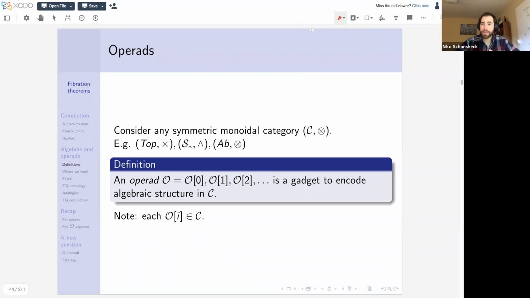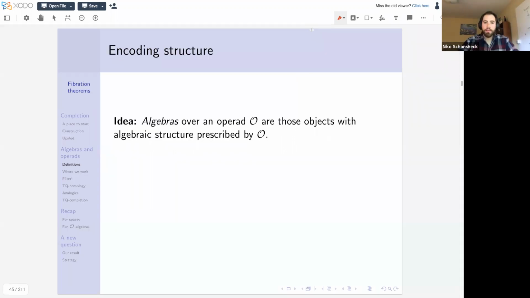What I mean by that is that we care about the operad because of its algebras. The algebras over an operad are exactly those objects with extra algebraic structure defined by the operad O. So a good analogy to keep in mind is that algebras over an operad are a lot like modules over a ring. And again, I think this is best understood through example.